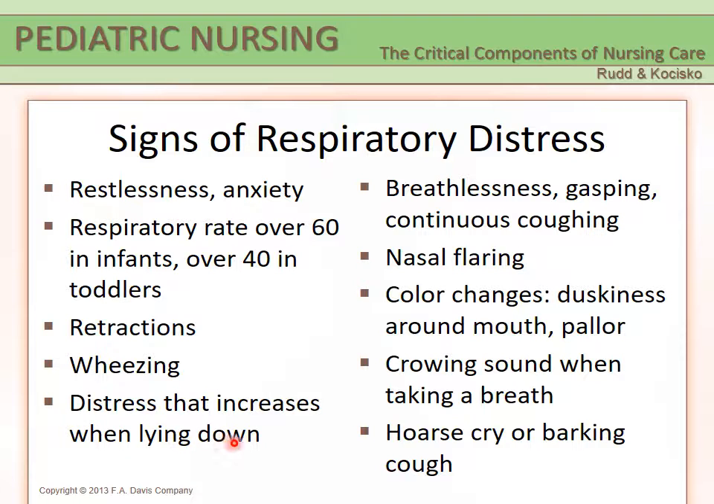Listen for wheezing, distress that increases with lying down. That's not a good sign. Breathlessness, gasping, or continuous coughing. Nasal flaring, color changes, crowing sound when they're taking a breath. That could be pertussis. If they have a crowing sound, a hoarse cry or barking cough. A barking cough is going to be bronchiolitis or RSV. So crowing is pertussis with a whooping cough. Hoarse cry or barking is going to be bronchiolitis or RSV.